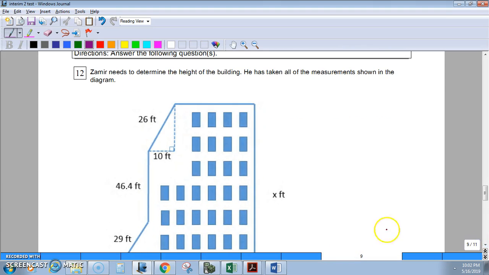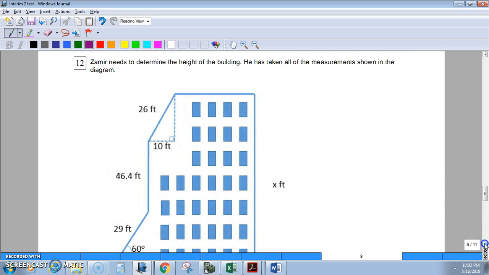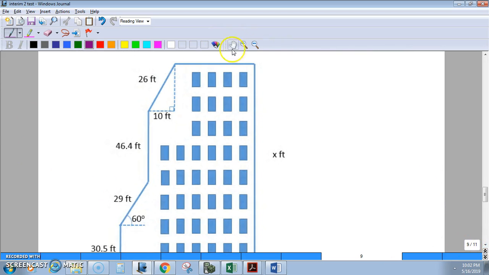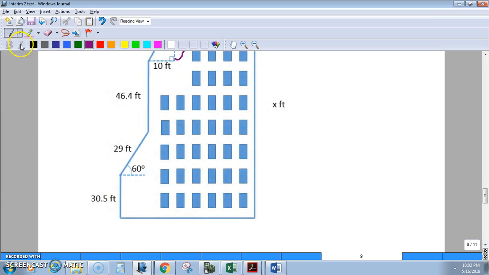Zamir needs to determine the height of the building. This was actually a lot easier than it kind of looked. We really only have to find the height from here to here. And we can do that using Pythagorean theorem because we have two sides of a right angle. We need to find the other side. And then towards the bottom of this building, we need to find the height also here.